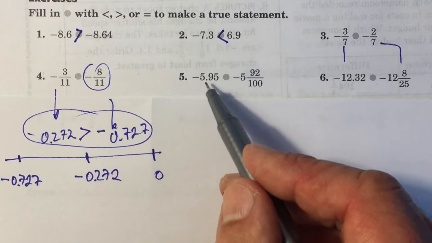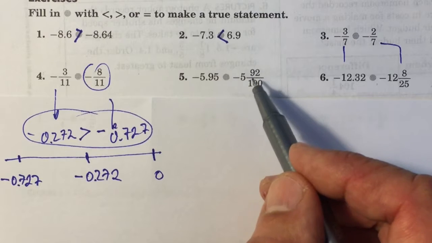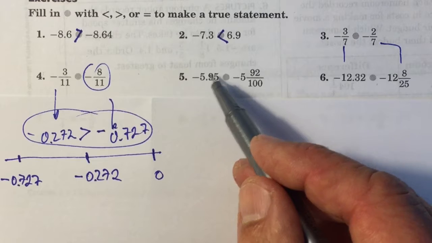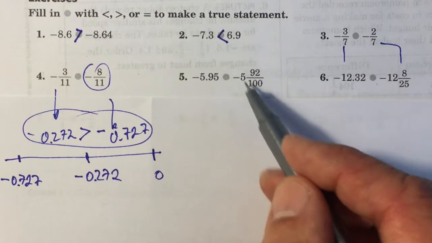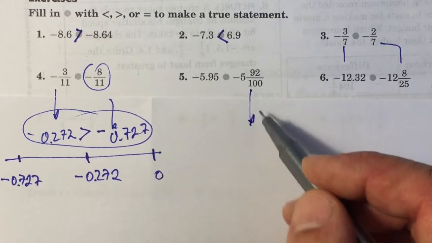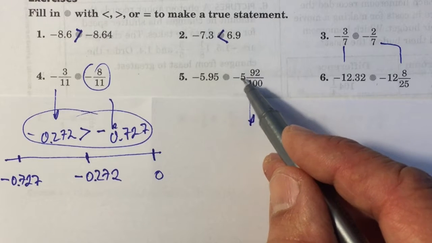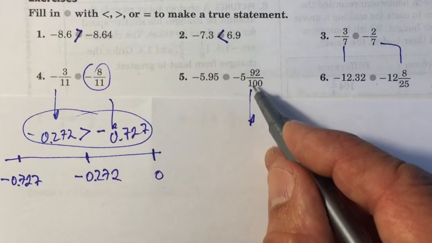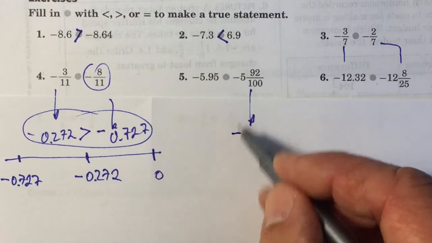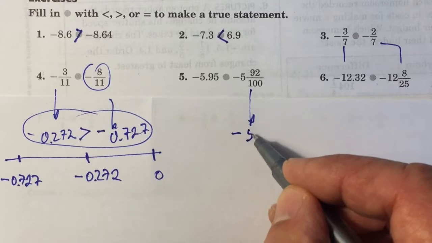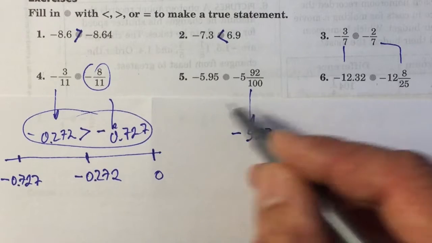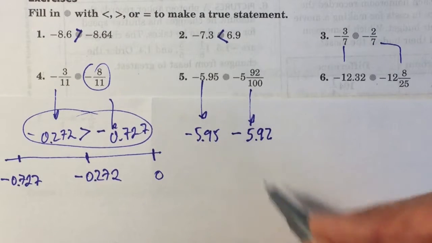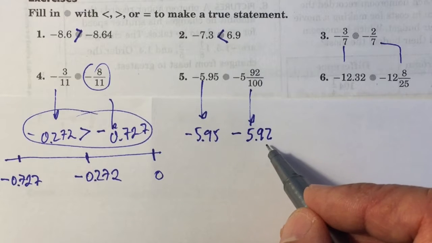In number 5, we have a fraction and a mixed number. So this number is a decimal, we leave it like this. We're going to change this one to a decimal, okay? In this one, you have a negative 5 and 92 cents. So this is going to be 5 plus 0.92, meaning if you keep the sign, it's going to be negative 5.92. And then we can compare negative 5.95, that is this one, with this one. Which one is bigger, 5.95 or 5.92?